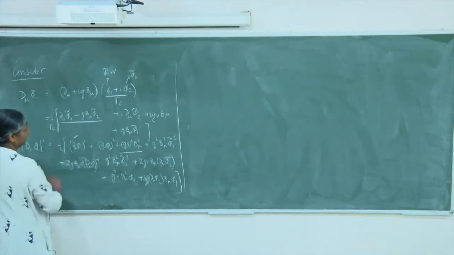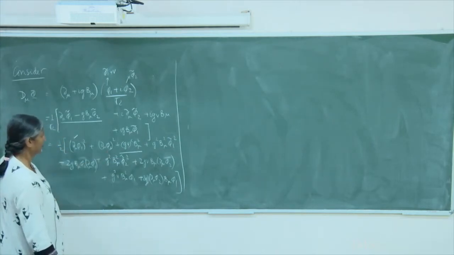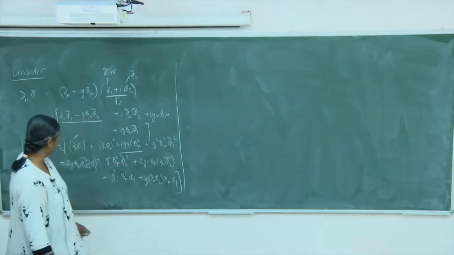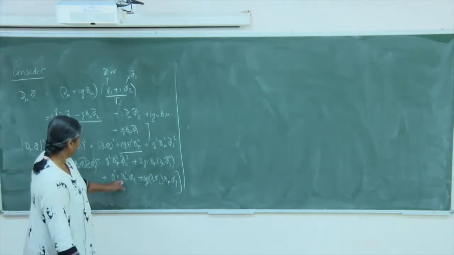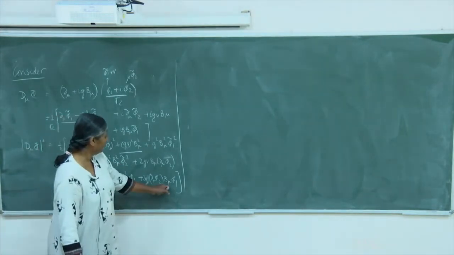This looks like the kinetic energy for phi 1. This looks like the kinetic energy for phi 2. This is 4 fields interacting, 3 fields interacting, 4 fields interacting, 3 fields interacting, 3 fields interacting.